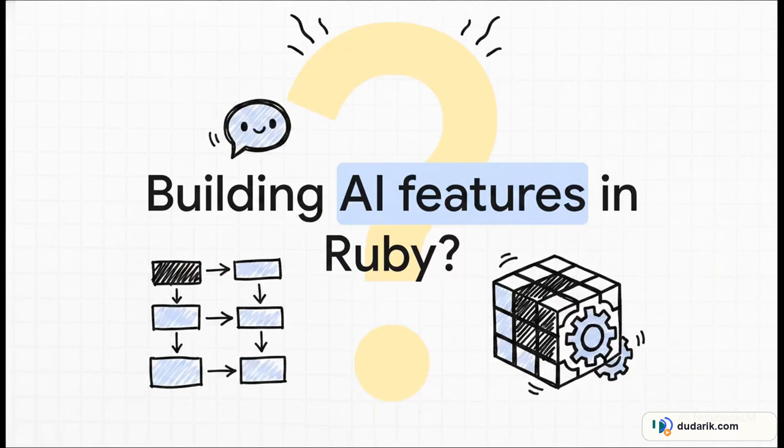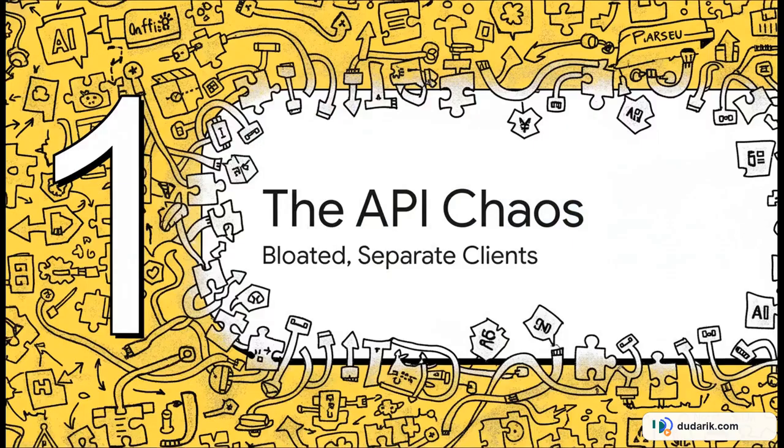So let's say you're a Ruby dev. You're thinking, I need to add some AI magic to my app. Maybe it's a chatbot, a summarizer, whatever. You start digging in and, well, where do you even start? It's a question a lot of us are facing right now. And pretty quickly, you run headfirst into what I like to call the API chaos.